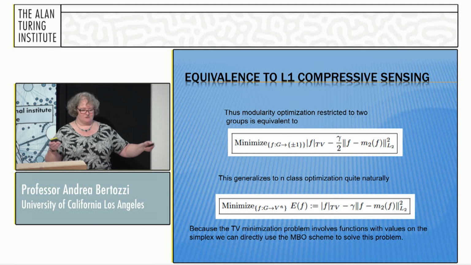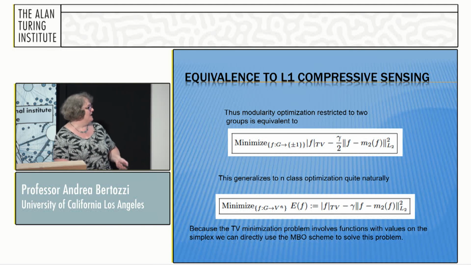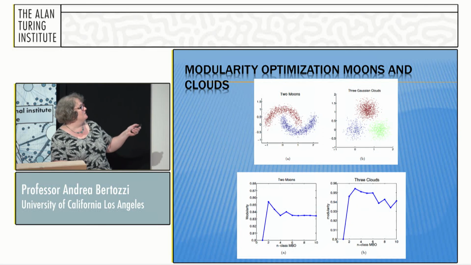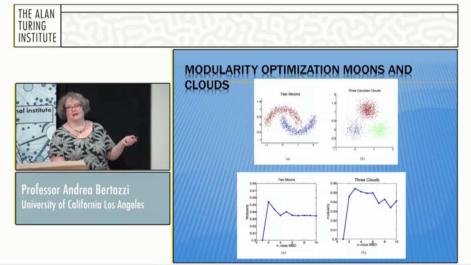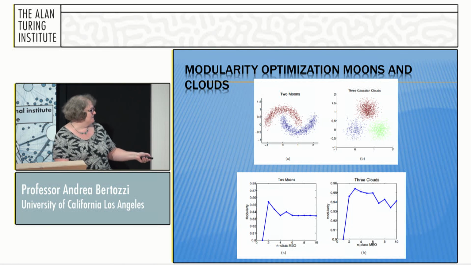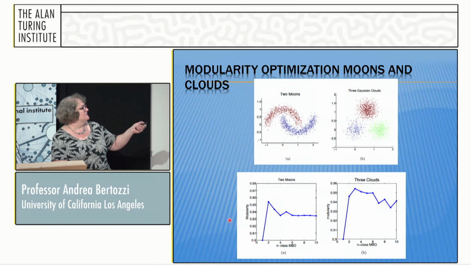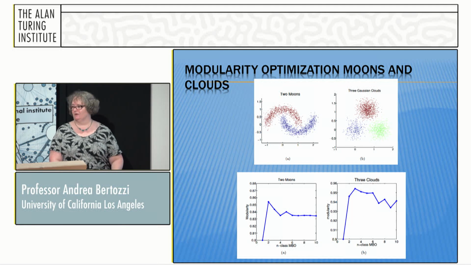But of course, you have to solve over all possible numbers of classes. So for example, if you're given the 2 moons, you can give modularity the 2 moons, and you can say how many classes are there. Well, you can try different numbers of classes and see which one gives you the best score for modularity, and it's 2 classes, and that's the partition. And you can do 3-point clouds, and you discover that n equals 3 is the optimal modularity, and that's the partition. So it's really nailing these simple examples.